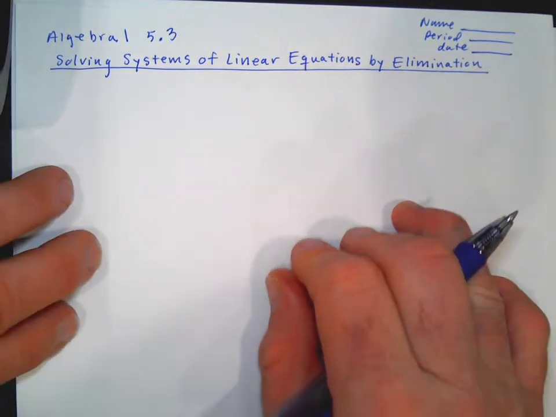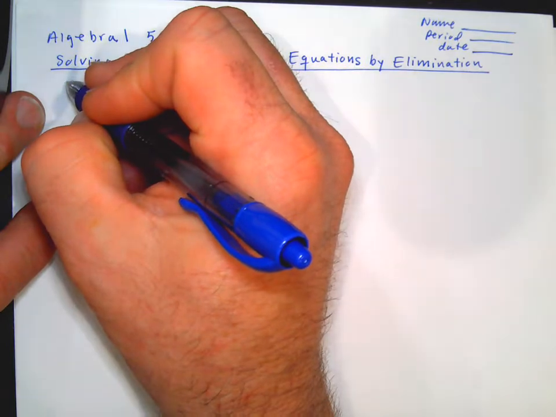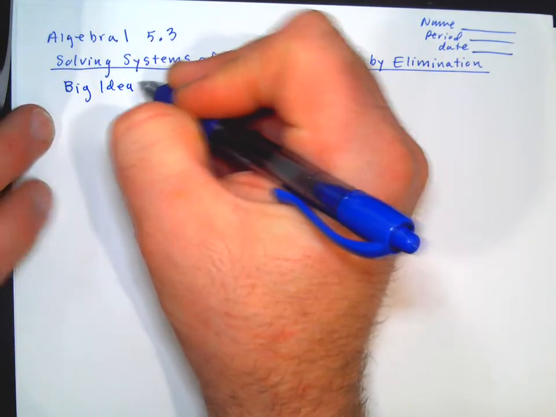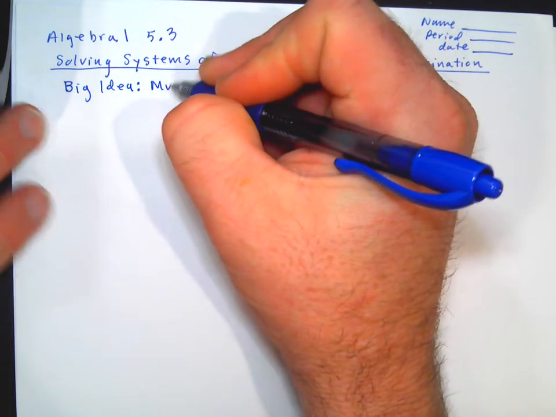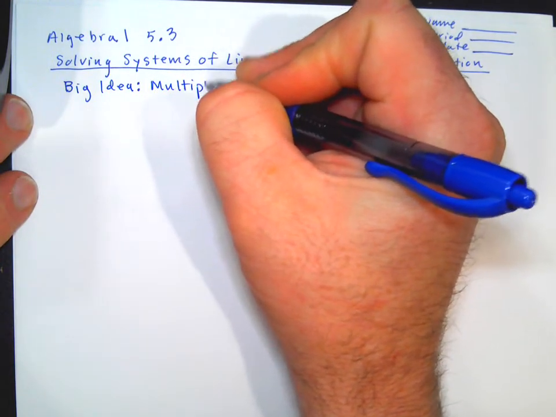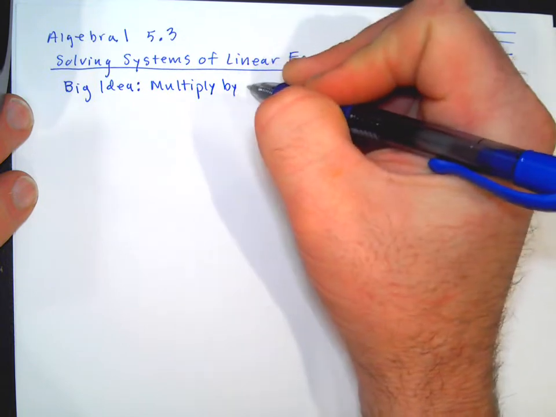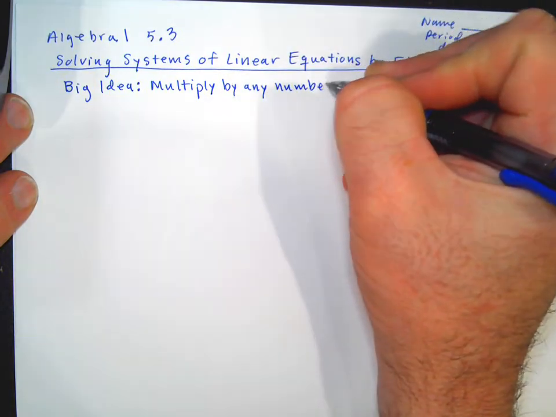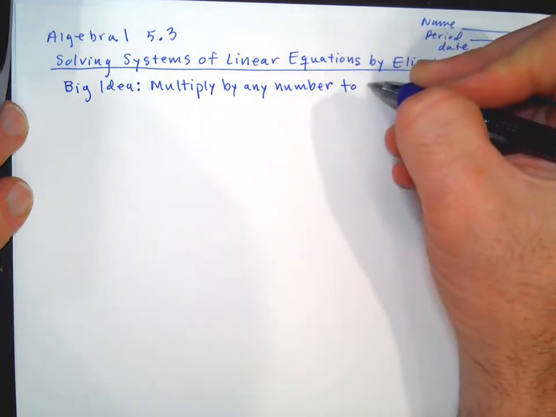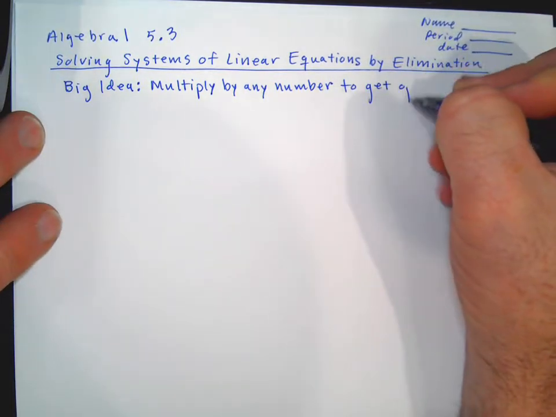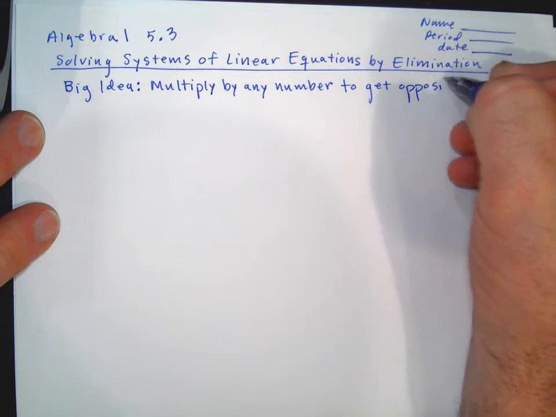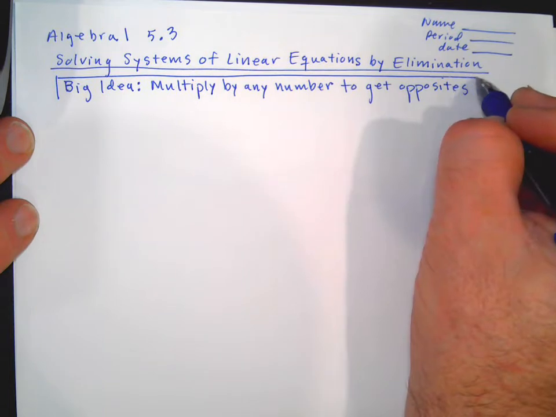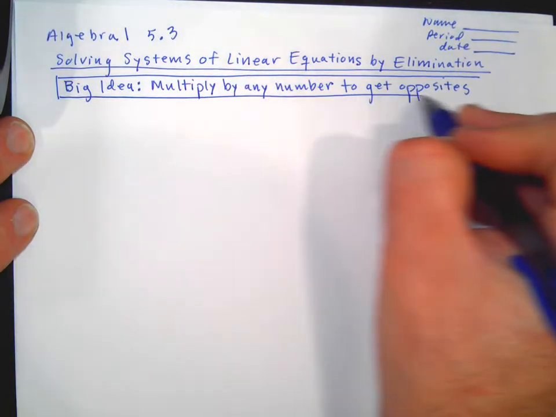So the big idea here, sort of the big strategy, is that we're going to multiply by any number to get opposites. That's the big idea. Multiply by any number to get opposites.